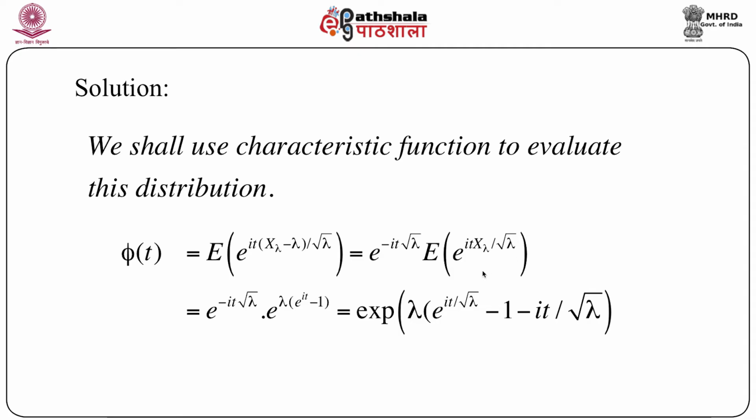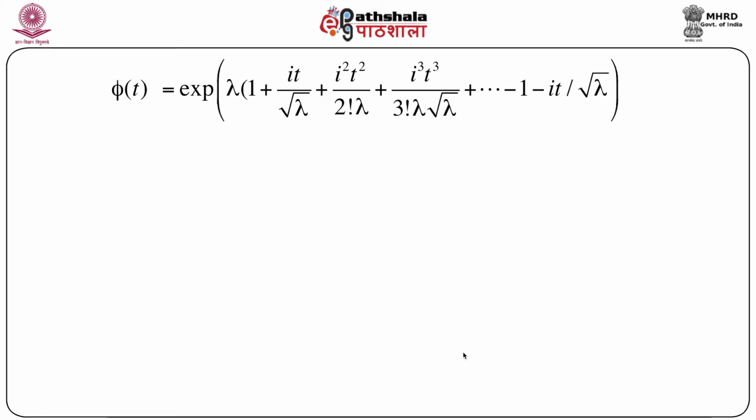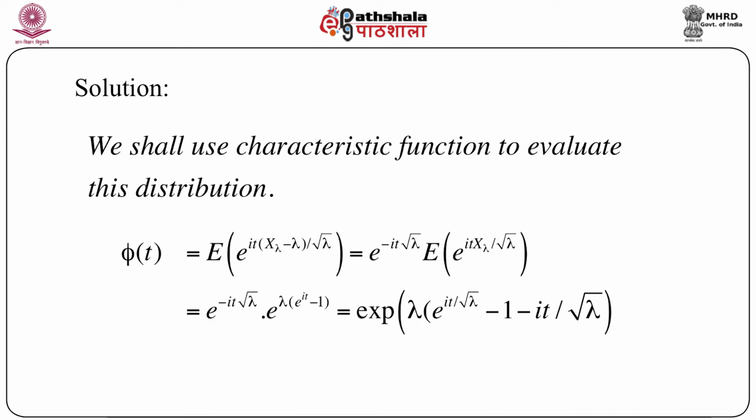Now if we replace t by t by square root of lambda, and with a little bit of manipulation, we get this expression of the characteristic function, which we can simplify to exponential of lambda times (e to the power it by square root of lambda minus 1) minus it by square root of lambda. So now we want to find out this expression as lambda goes to infinity.